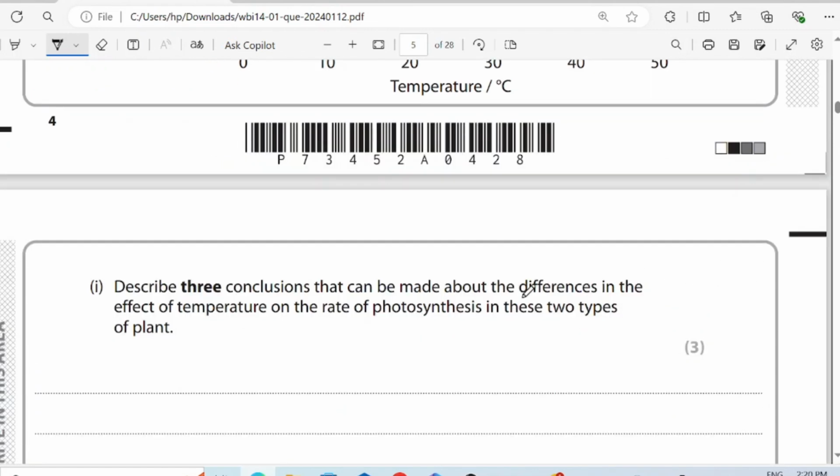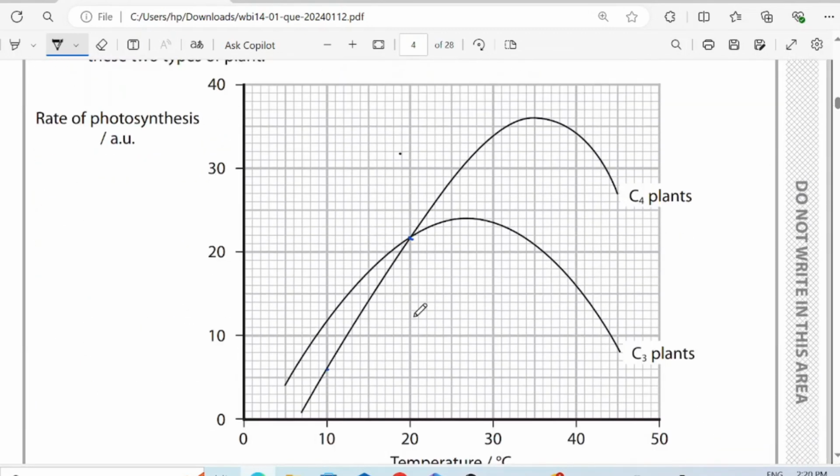All right, what's the question? Describe three conclusions that can be made about the differences in the effect of temperature on the rate of photosynthesis in these two types of plant. The crucial part is three conclusions, and another very important thing to notice is differences, not similarities. So the first difference I can see is the optimum temperature. The optimum temperature of C3 plants is lower, around 26, and of C4 plants is higher, like 35 degrees Celsius.